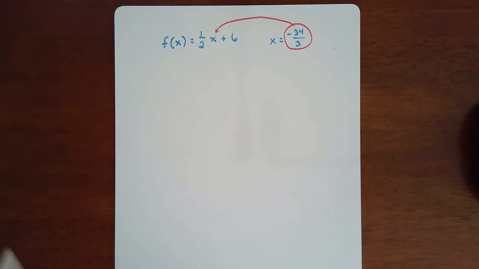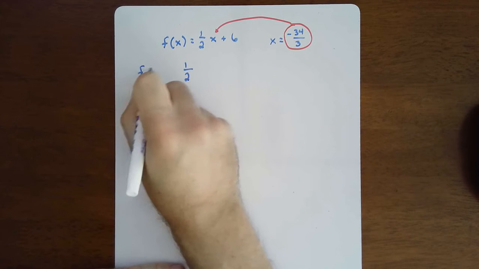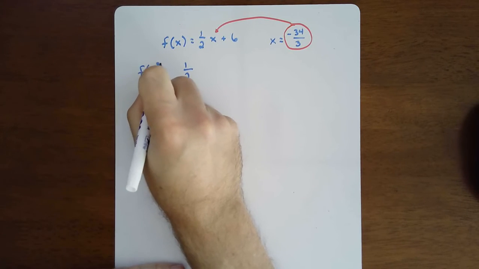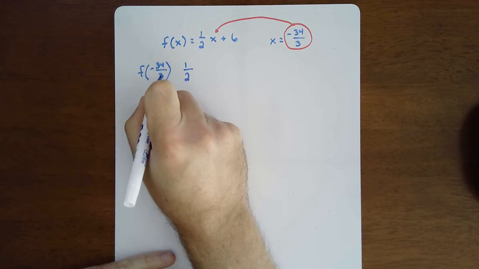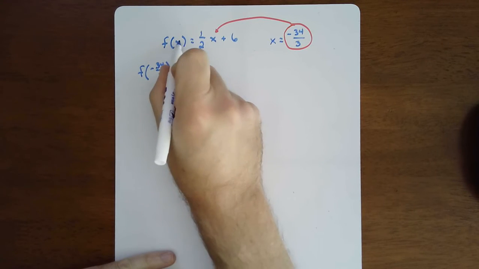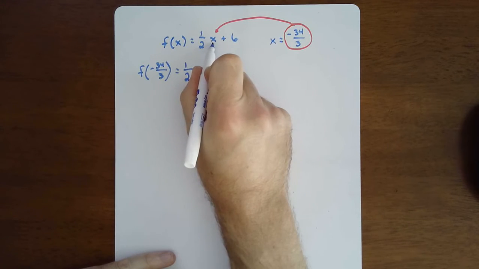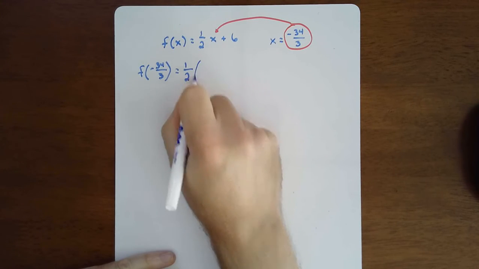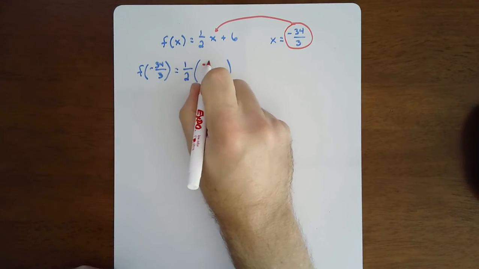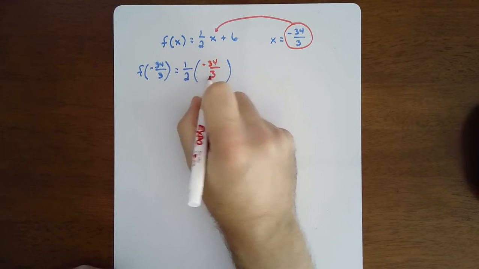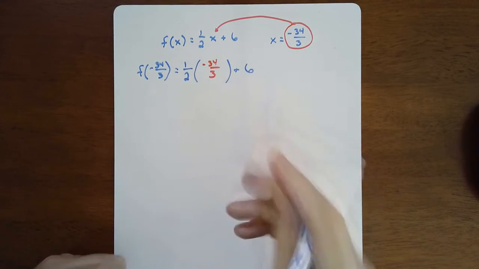Okay, so that means you're going to have 1/2. So the math looks like this. You're plugging in -34 thirds. This is just telling you what your x is being replaced with. That means that x also gets replaced with it. So in the parentheses, you're going to have the -34 thirds, and then plus 6.